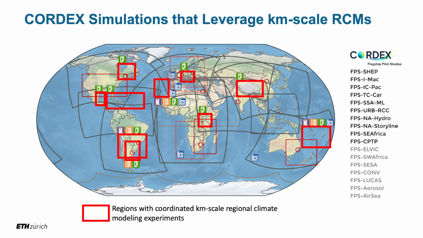In a coordinated fashion, in this CORDEX project, you can see the domains that coordinated experiments were run with, using multiple of these kilometer scale models. In the red boxes, you can see the boxes are quite small. The largest ones are maybe continental scale, but often smaller. The longest simulations are 10 years or so because it's so expensive to run them.